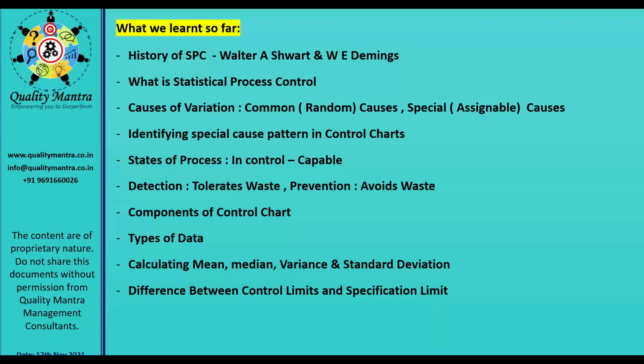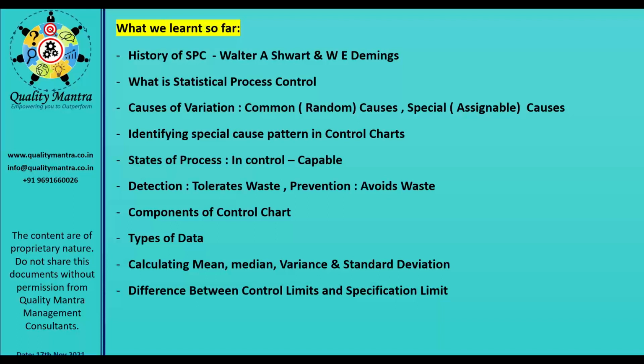Then we have seen that every process will have variation, and the variation will be because of common causes, also known as random causes, chance causes, unassignable causes, or special causes, that is known as assignable causes. Then we have seen how we can identify the special cause patterns on the control chart, because to get your process in the state of statistical control, you need to remove the assignable causes. So how can you identify that there are certain assignable or special causes present? So that we have seen the patterns, eight types of patterns are there.